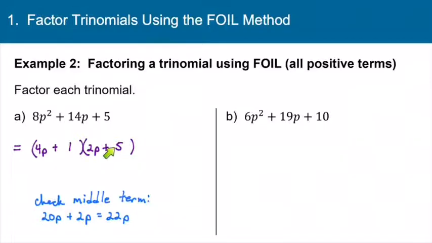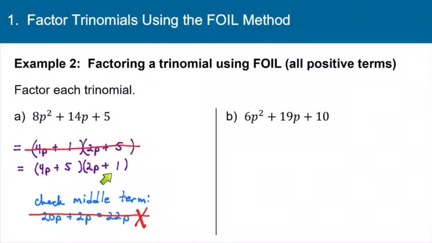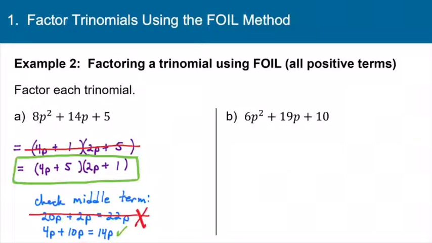So now instead of erasing this, I'm going to leave it kind of as a trail of breadcrumbs. So we're going to just strike through that, copy down our setup again, and let's just change the order of the 1 and the 5. So I'll put the 5 here and the 1 here. And now when we try the middle term, we get outer times outer is 4p, inner times inner is 10p. Together those add up to 14p, which is what we wanted. And so that tells us that this is the correct factoring.